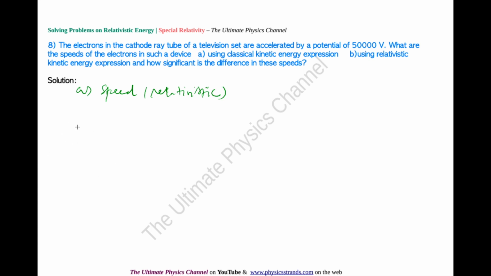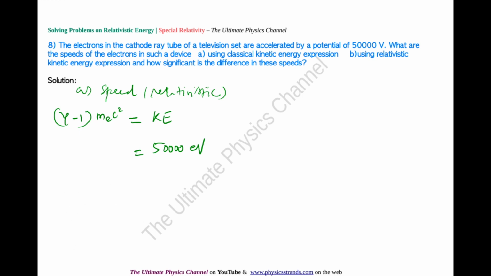We know the expression for kinetic energy relativistically, that is gamma minus 1 times the rest mass energy of the electron is the kinetic energy K. Here K is given as 50,000 volts, which can be written directly as 50,000 eV. That is the kinetic energy K, 50 keV, right?